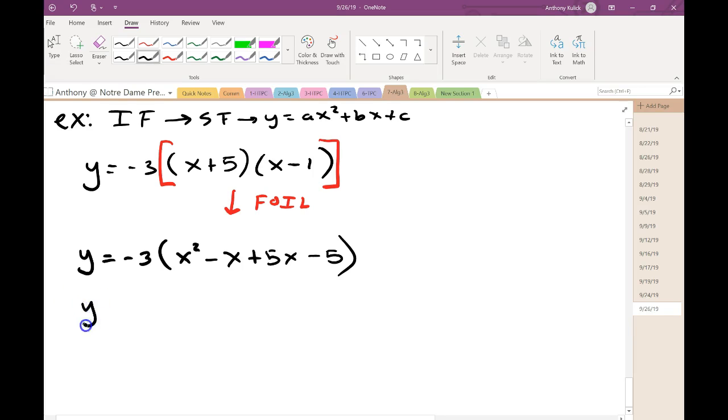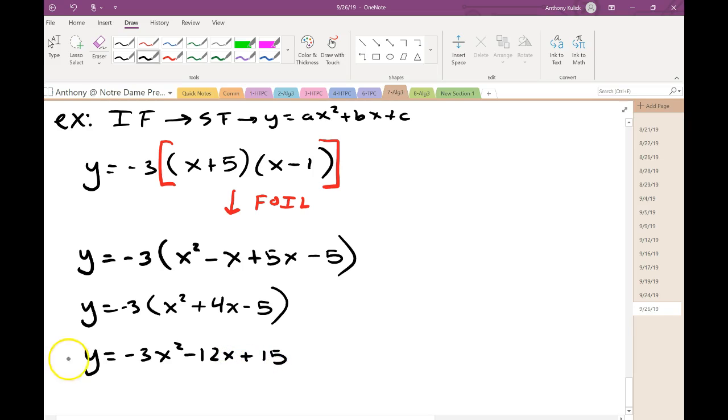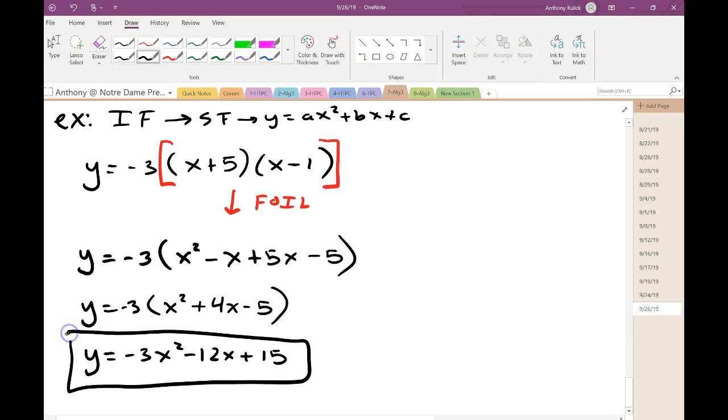When I collect my like terms, negative x plus 5x gives me positive 4x. And then if we just distribute the negative 3 through, we have this. And we're done. That's standard form. Everybody okay with that?